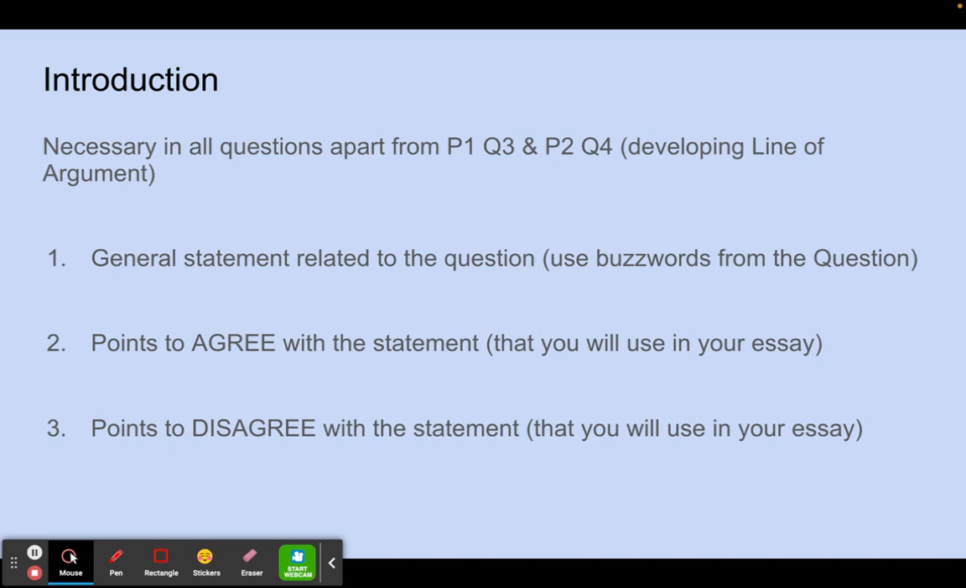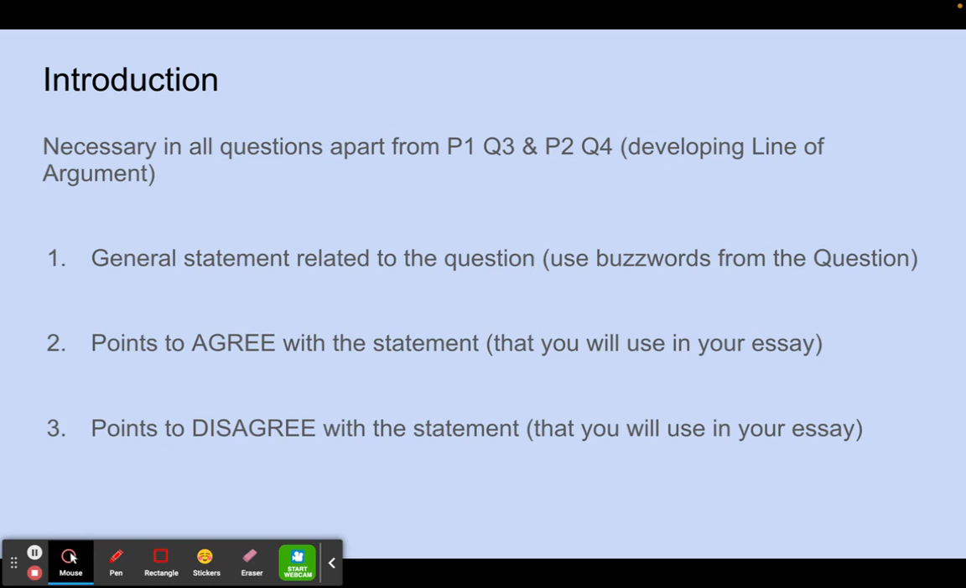So starting with the introduction, then they are necessary in all of the questions apart from paper 1 question 3, that comparison question, and the one where you have to write an opinion article, because that question is very different to everything else. You're writing in a journalistic manner. You'll be starting off with an anecdote or something like that. Okay. The main purpose behind it is that you are developing your line of argument and that you are proving to the examiner that you know your stuff and that you can write a coherent essay.